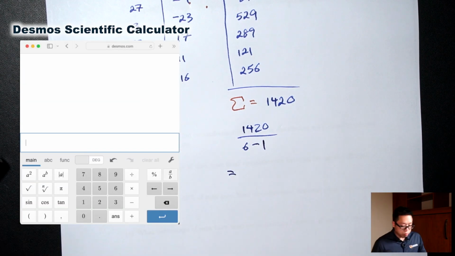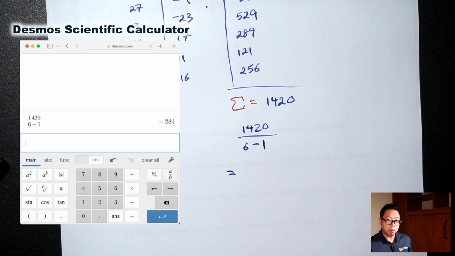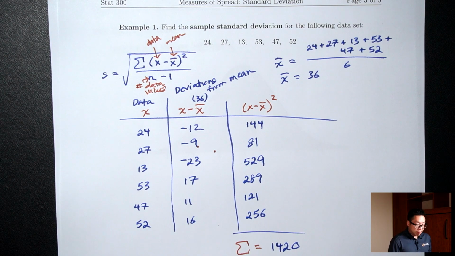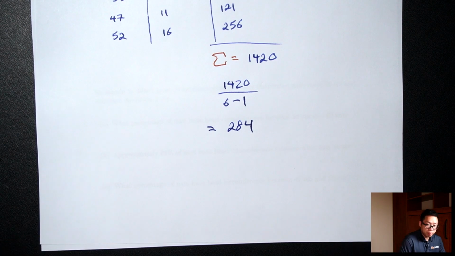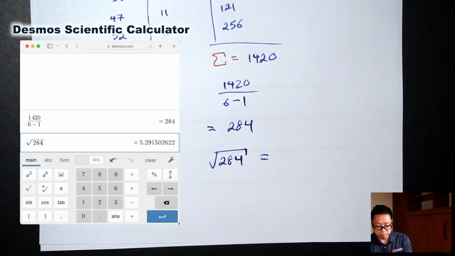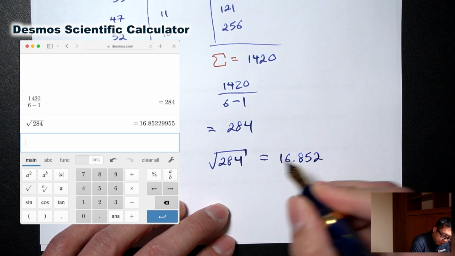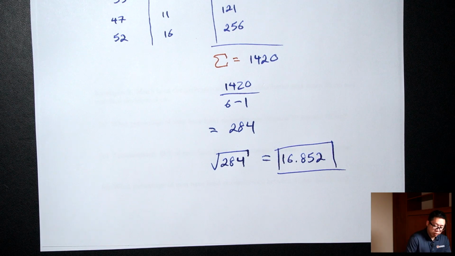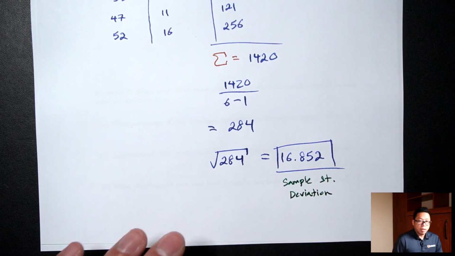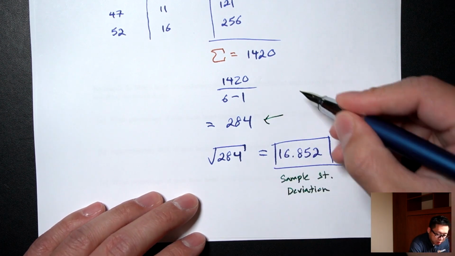All right, so let's see what this is. 1420 on top, on the bottom, 6 minus 1. In other words, you're just doing 1420 divided by 5. I get 284. One last step. The only thing we haven't done yet is this square root symbol. Okay, take the square root. Square root of 284 is 16.852. Okay, and that's our sample standard deviation. And just as trivia, this 284, the number right before we took the square root, is called the sample variance.